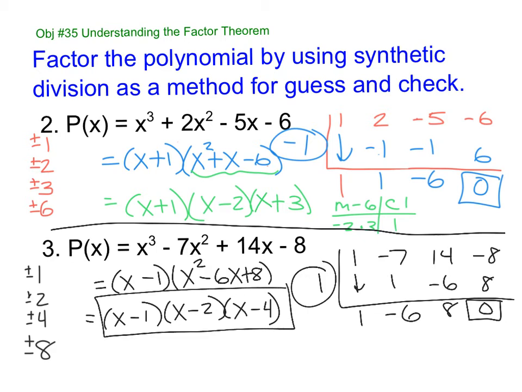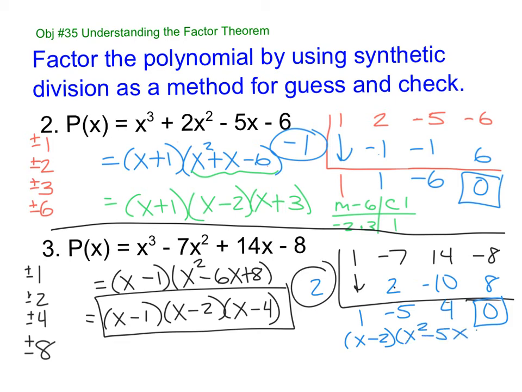Now, if you skipped 1, let me erase. Let's say we had 2. Let's say I did a 2 instead, because 2 does work, right? Let's say I did this instead. So 2, negative 5, negative 10, 4, 8, 0. In this case, I would get x minus 2, and then x squared minus 5x plus 4, and then I factor that guy, and I get x minus 2, x minus 1, x minus 4, which is the same answer, they're just in a different order.